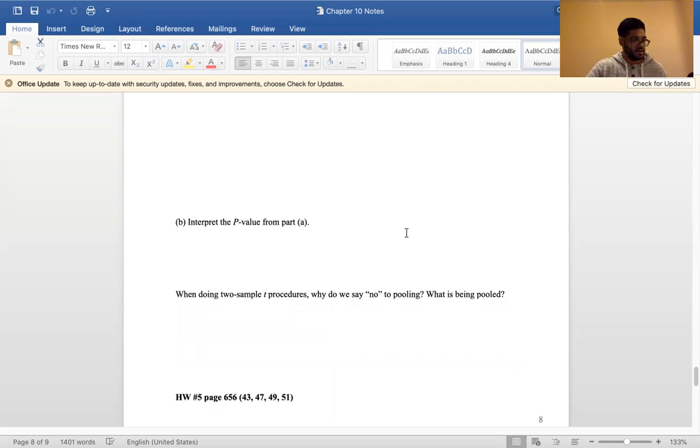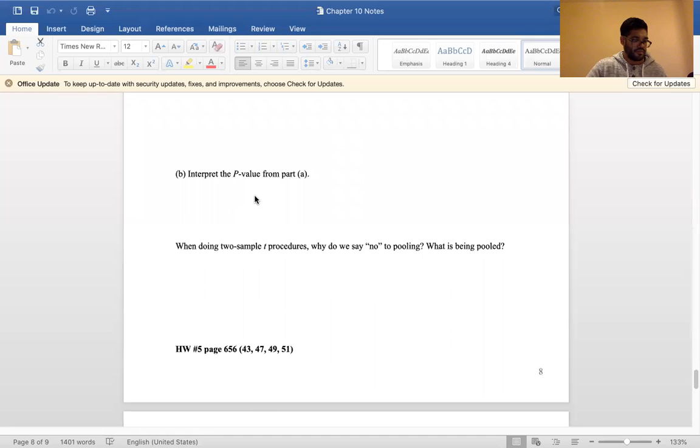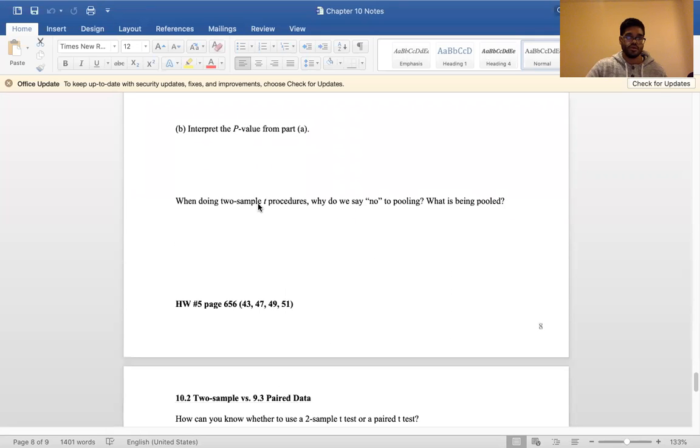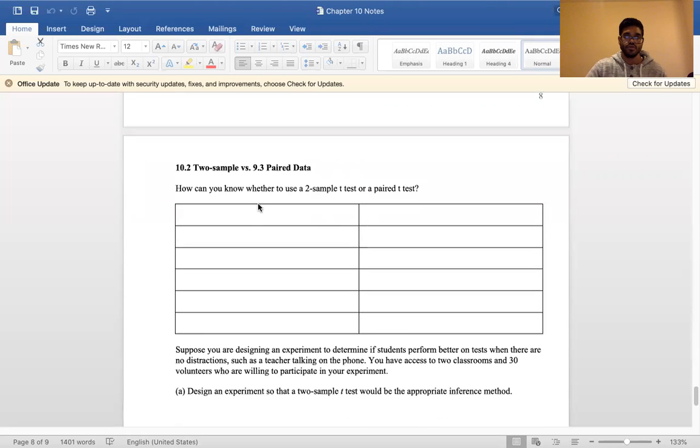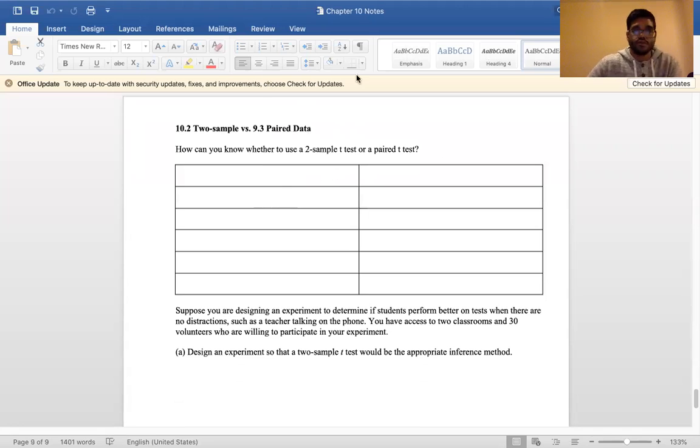Okay, moving on to the last little bit here. So we have a little table. So how do we know whether to use a two sample or a paired t-test? So I'm going to just kind of fill this in. So for paired and unpaired.